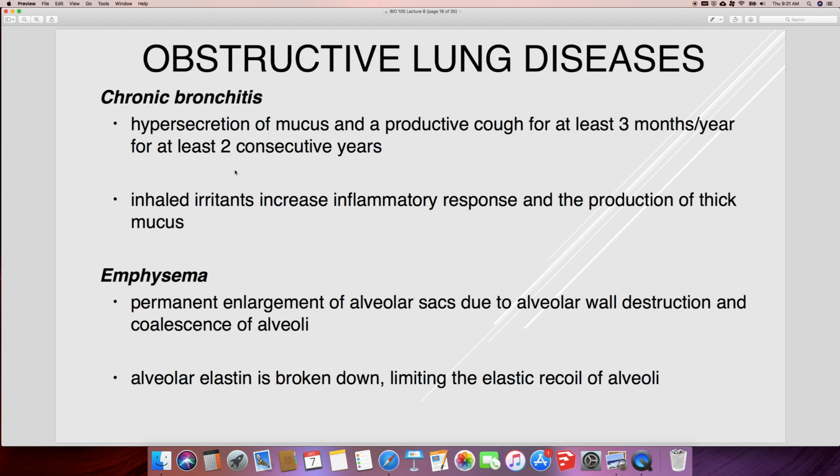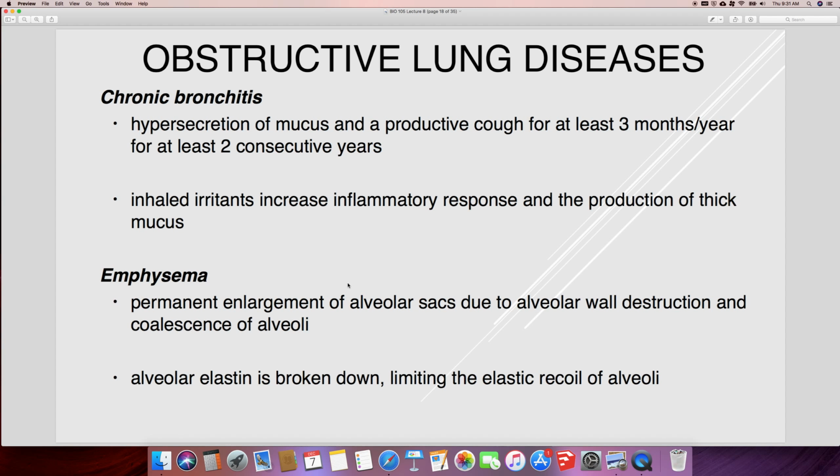So obviously, inhalation of irritants like cigarette smoke increases inflammatory response, as well as the production of thick mucus. And a lot of times with chronic smoking, you destroy that mucociliary elevator because of the metaplasia of those pseudostratified columnar cells. And of course, if you don't have that cilia to push mucus up, it just kind of settles.